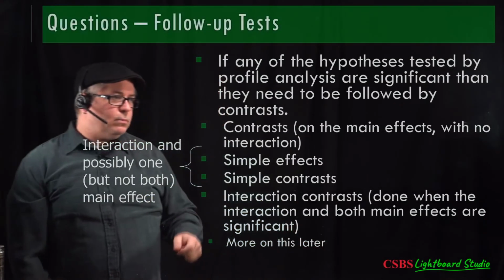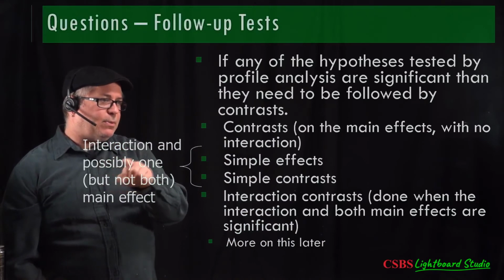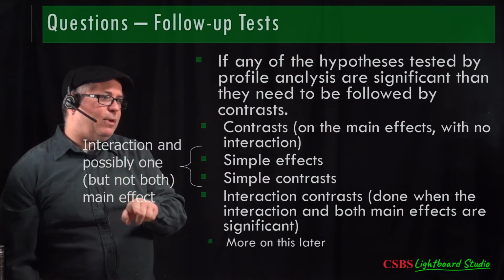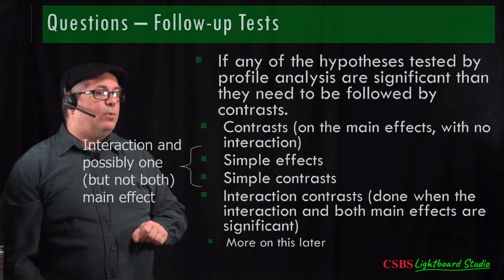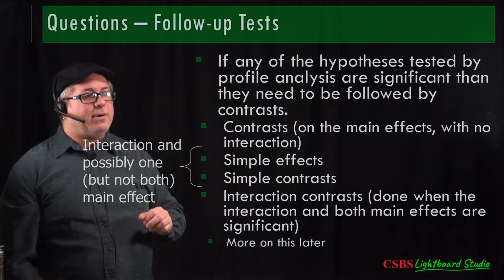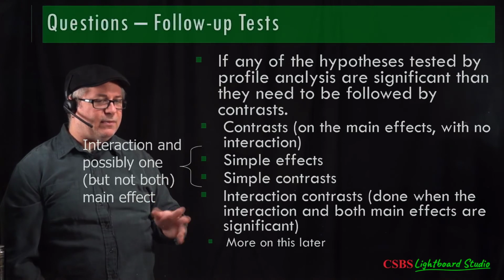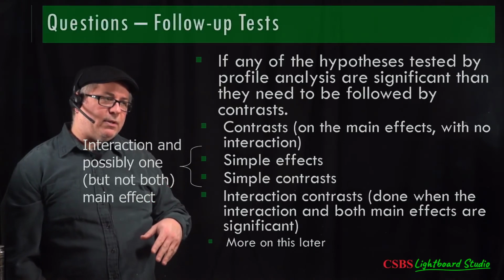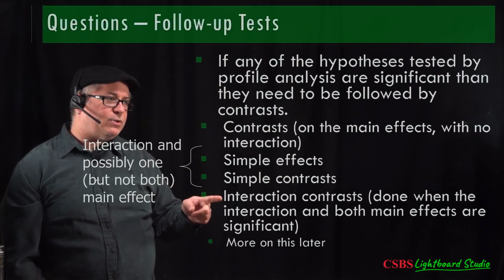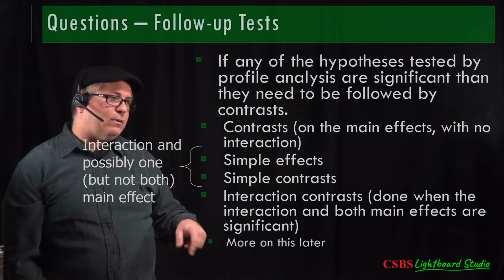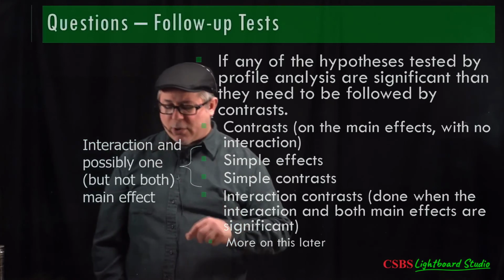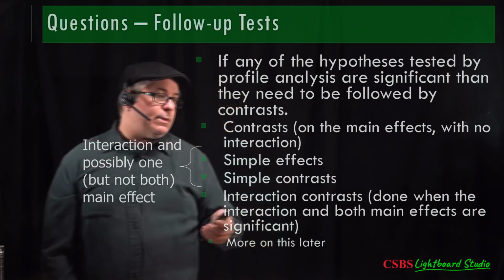So, remember I said here, interaction and possibly one, but not both main effects. You're going to do simple effects followed by simple contrasts. What if both of them are significant? You have main effects and interaction significant. There's no clear way to sort of break them down. You can do something called interaction contrasts. And we'll talk more about that later on. It's actually ways of breaking down the interaction into smaller interactions.